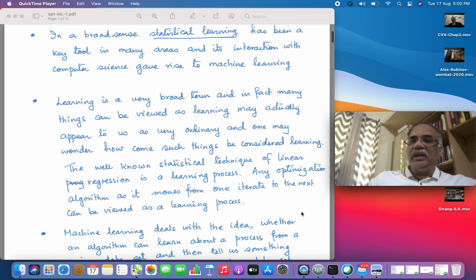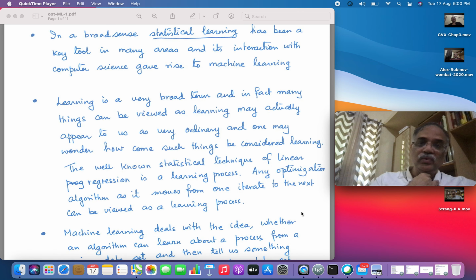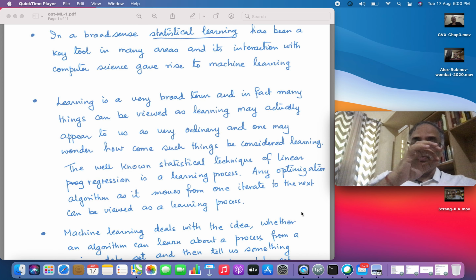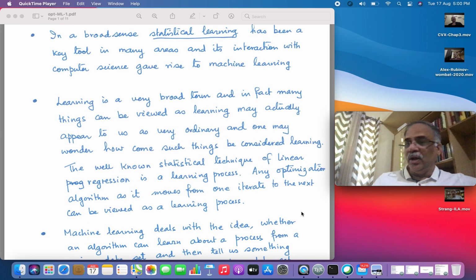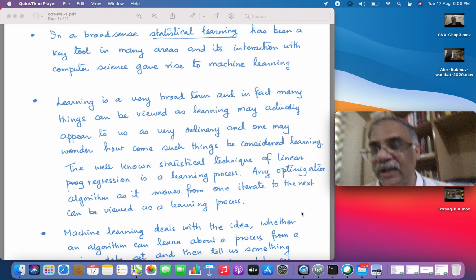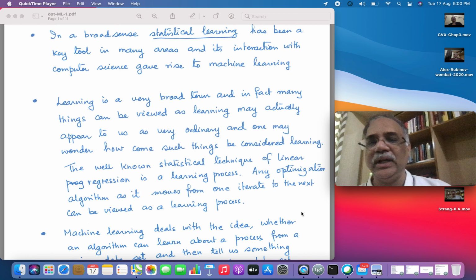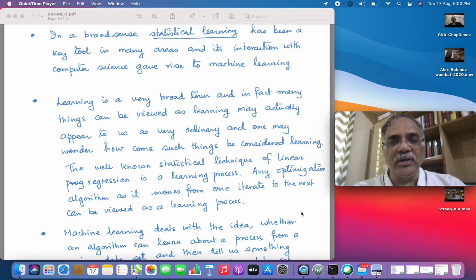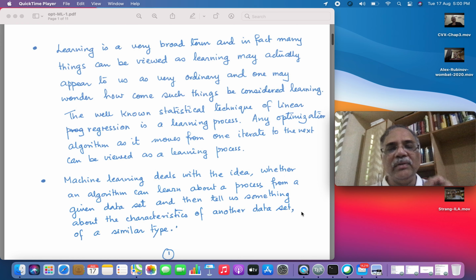So many things can be considered as a learning process. In fact, the linear regression technique, which many of you know possibly from statistics, is a learning process. To me, even an optimization process is a learning process. If you move from one iterate to another, you are actually trying to find a way where you can improve the function value, right? So that way, even optimization techniques, in my view, are a learning process. But people might have different opinions.